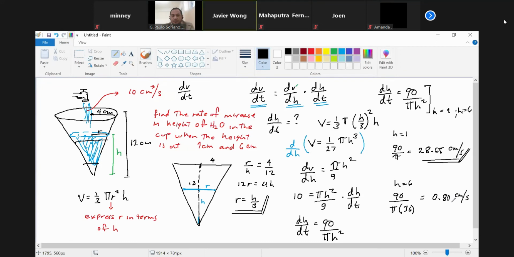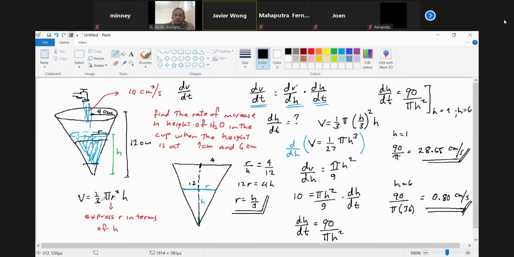Yes, teacher. I want to ask you, teacher. Why do we have to change the volume equation in the first place again? Why do we need to change the volume function? Okay, dV/dh means all of this on the right side must be in terms of h. You get the idea?